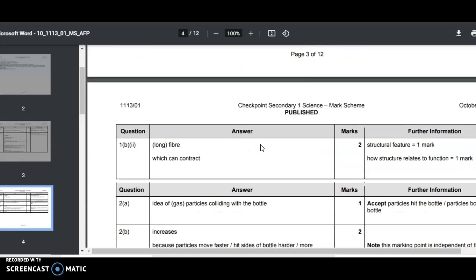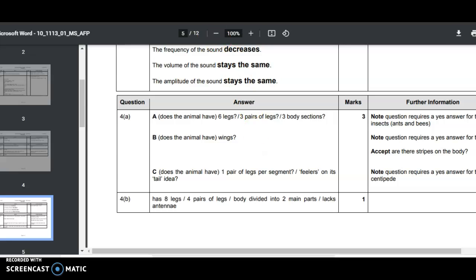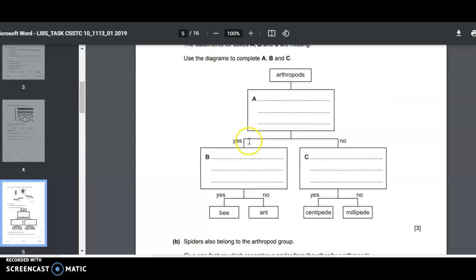With question 4, we are using a key, and we need to know what are the general characteristics of certain animals. And we can learn that by reviewing our Stage 7 book, starting on page 60. We did spend some time going over this in class. So we can look at arthropods. So if we look at arthropods, what are the two big things that make them different?